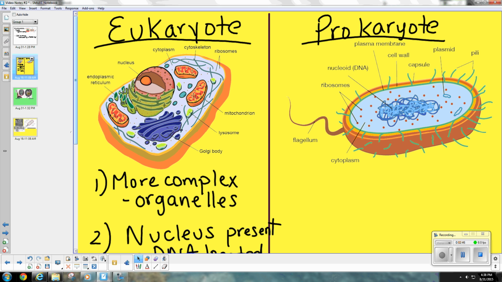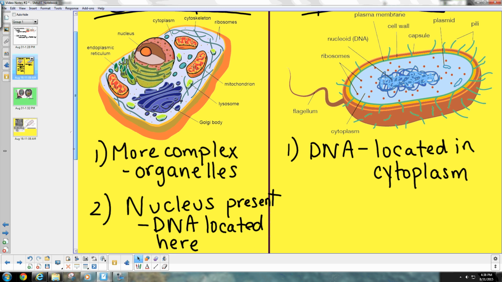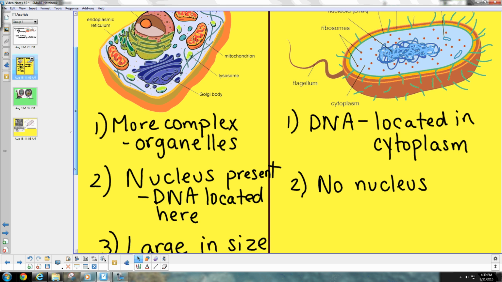Now, prokaryotes still have that cell membrane. They do have DNA, but their DNA is located in the cytoplasm. If you remember, the cytoplasm is simply where the organelles are contained. Sometimes people think of it as the jelly-like space that everything is contained in. So all this white space is where the DNA is going to be located. Another thing you may notice between these two pictures is that there is no nucleus. So that's why the DNA is located in the cytoplasm.